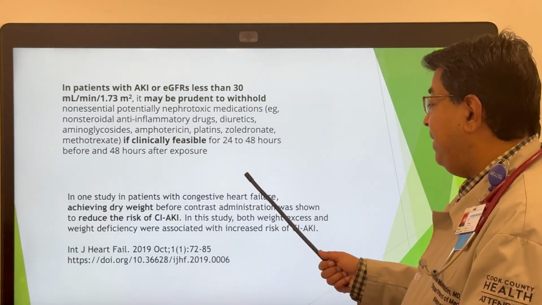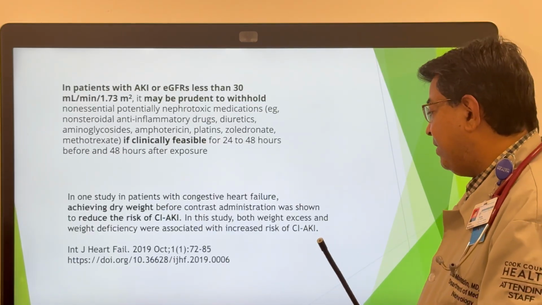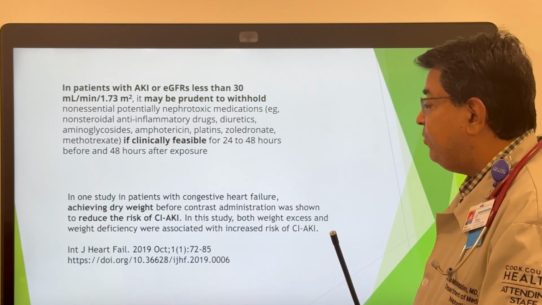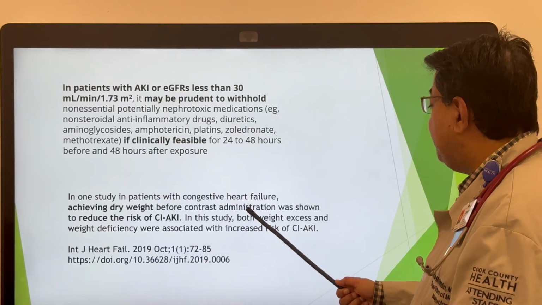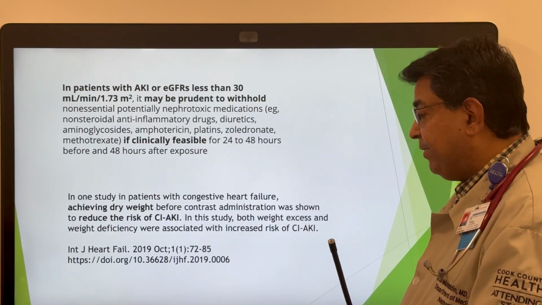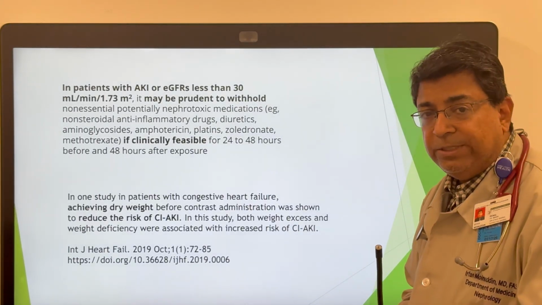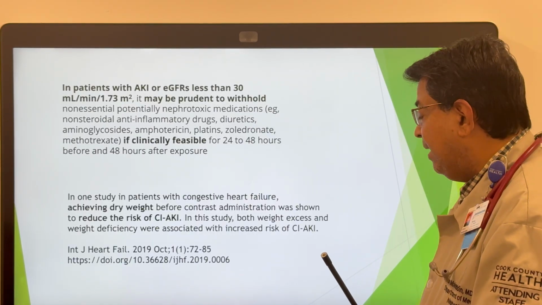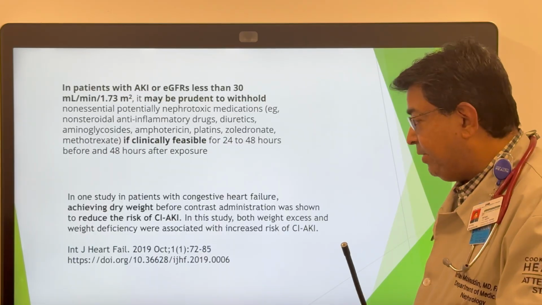In one study in patients with congestive heart failure, achieving dry weight before contrast administration was shown to reduce the risk of contrast-induced nephropathy. In this study, both weight excess and weight deficiency were associated with increased risk of contrast-induced nephropathy. Our patient was reported to have some edema, so holding the chlorthalidone is probably not the best answer. Next slide.